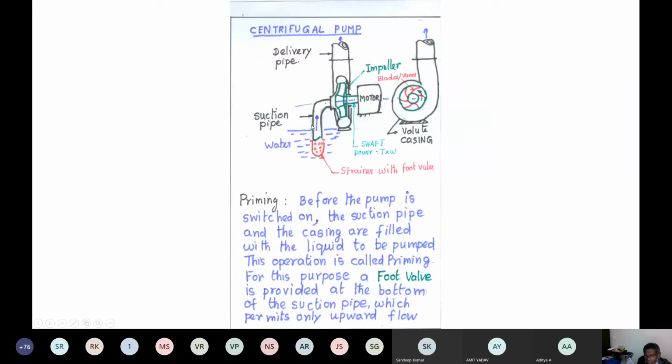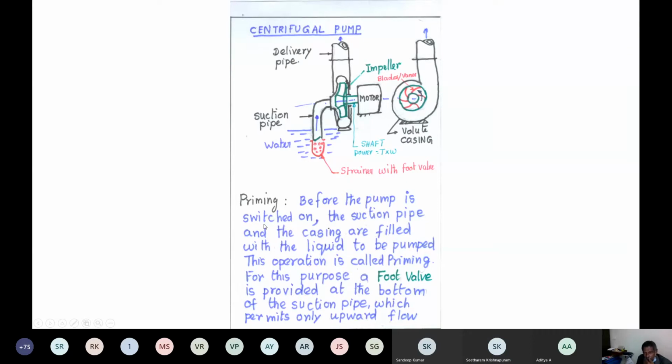Okay, any doubt about the centrifugal pump basic construction? Okay. Can you hear me? Yes, sir. Okay. So we'll see further.